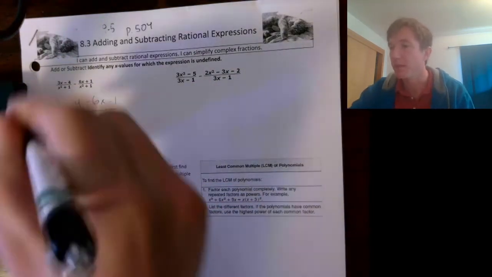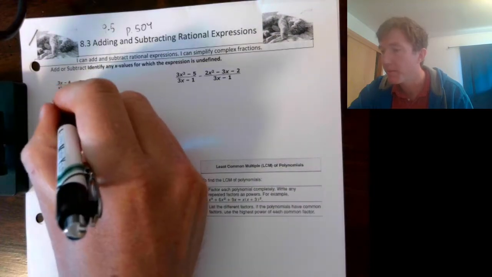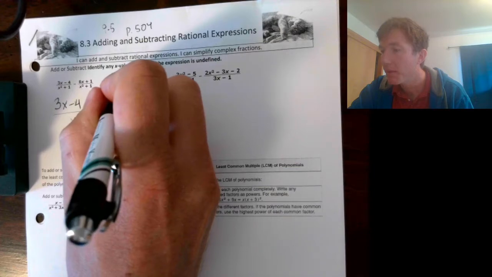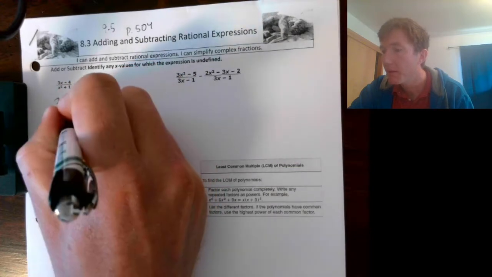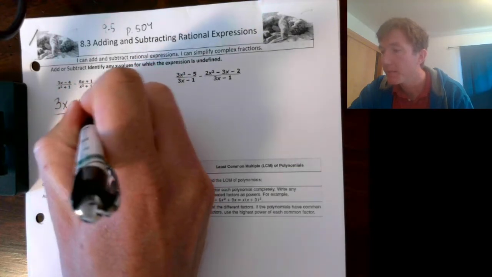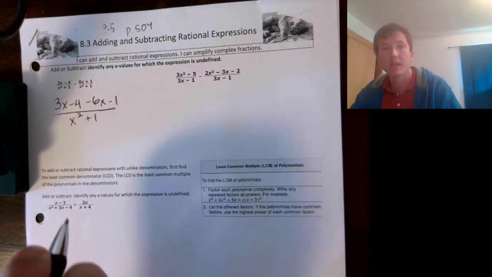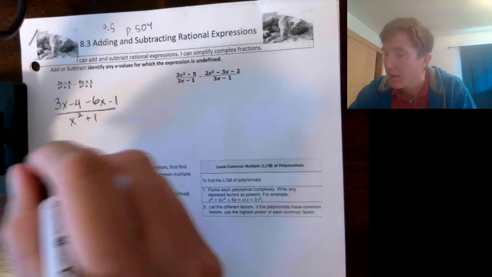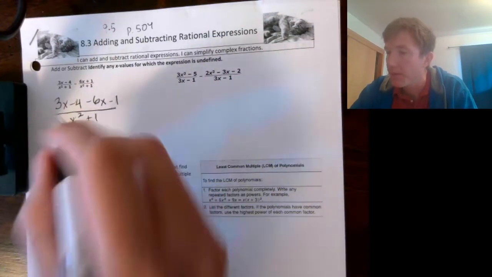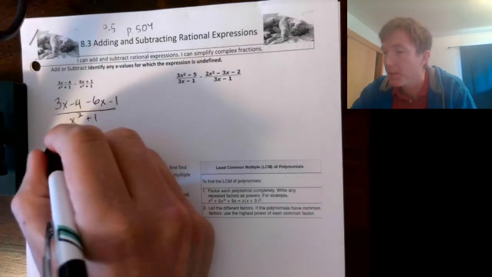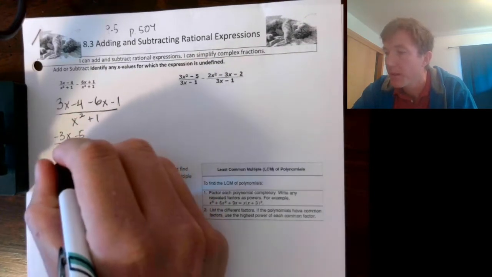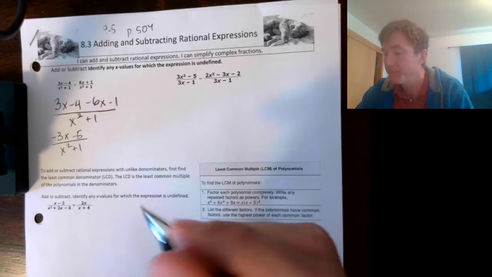Let me write this in pen, because I think it'll turn out better. Just like that. Okay, so common denominator. So then we can just subtract stuff on the top. So 3x minus 6x will be minus 3x. Minus 4 minus 1 is minus 5 over x squared plus 1.